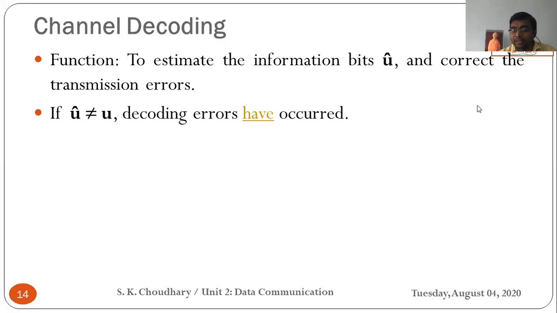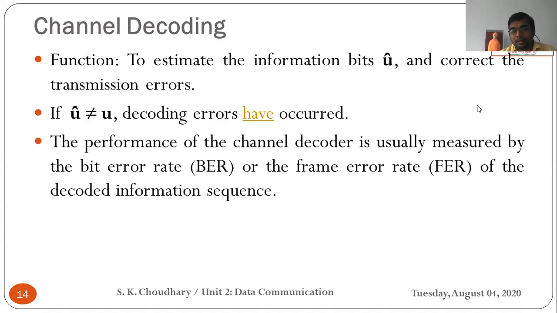Why is it not equal? Because there are some errors. And the performance of this channel encoder and decoder is usually measured by the bit error rate or the frame error rate. There are two ways to measure this error, either the bit error rate or the frame error rate, depending upon whether the sequence of information is in terms of frames of information or in terms of bits of information.